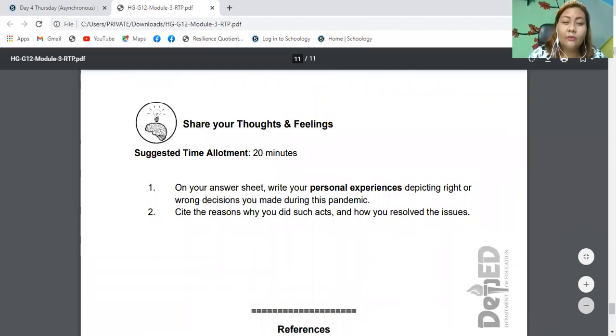20 minutes. On your answer sheet, write your personal experiences depicting right or wrong decisions that you made during this pandemic. Again, during this pandemic. So it's been quite a while, diba? Ilang months na. So ano yung mga experiences mo which meron kang nahirapan ka, and then yung makikita kung right or wrong ba. And then number 2, cite the reasons why you did such acts and how you resolve the issue. So bakit mo ginawa yun, yung mga desisyong yun, and paano mo siya na-resolve? Paano mo siya nasolusyonan? Alright?